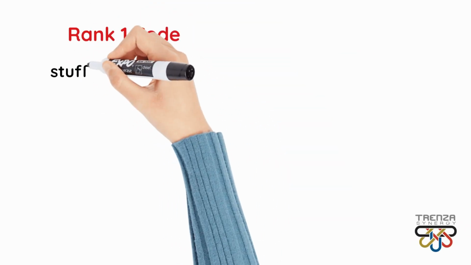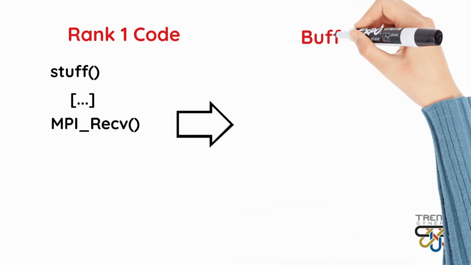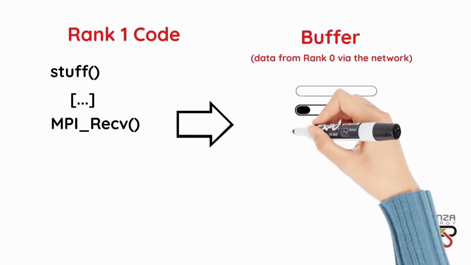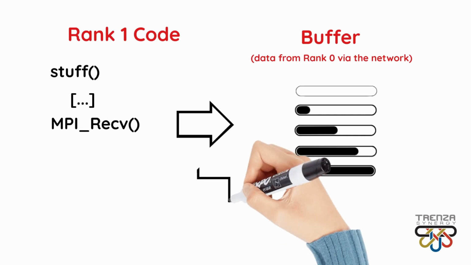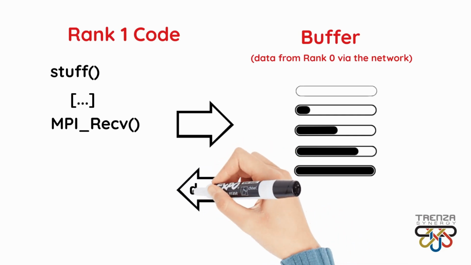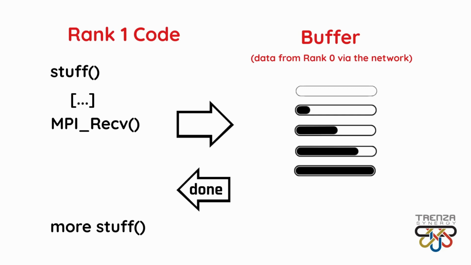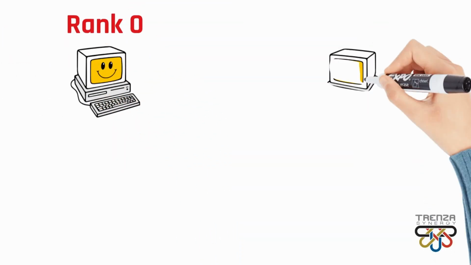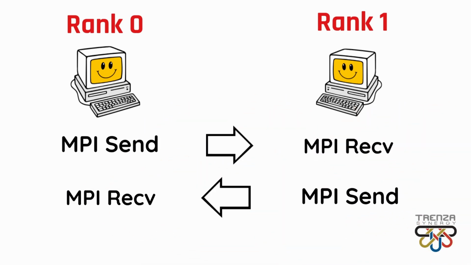MPI Receive is meanwhile called on rank 1. It waits for the network to put the data into rank 1's receive buffer, which obviously can't happen until the data has arrived from rank 0. After the transfer is complete and the data from rank 0 is copied into rank 1's receive buffer, the MPI Receive call is completed and rank 1 can use the new data to do useful work. In many cases, the roles of rank 0 and rank 1 will then be reversed, and rank 1 will send data to rank 0 using the same method.